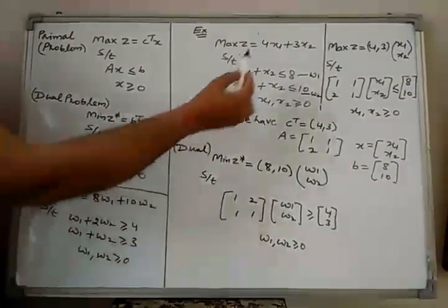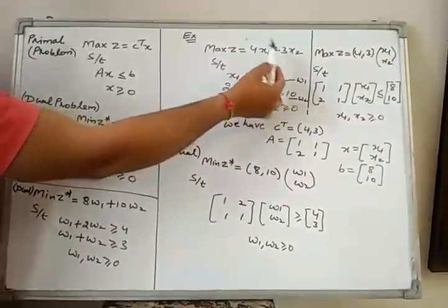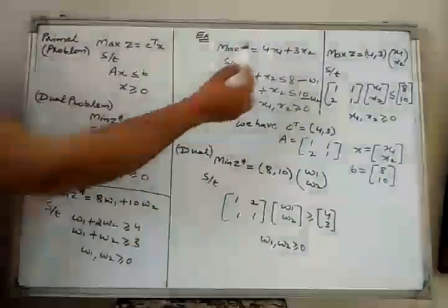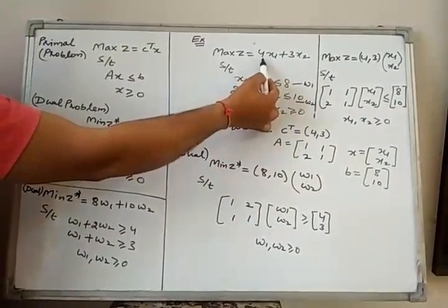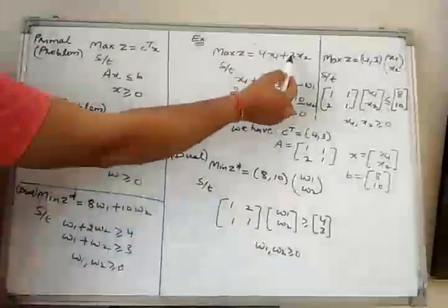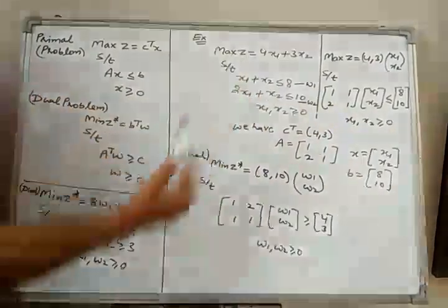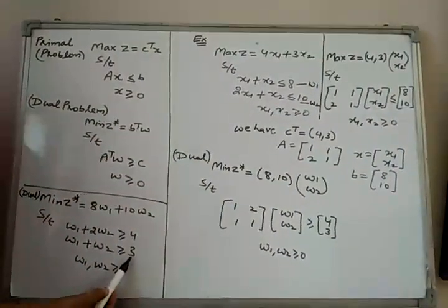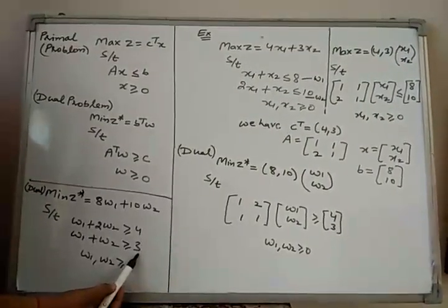Now, its cost coefficient becomes right hand side in dual problem. Therefore, here the first cost coefficient is 4, so we write in the first constraint 4. Here the second cost coefficient is 3, therefore we write in the second dual constraint right hand side as 3.